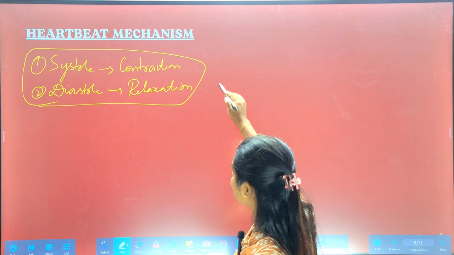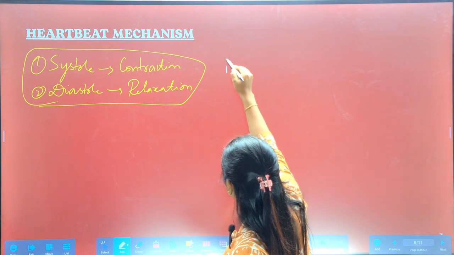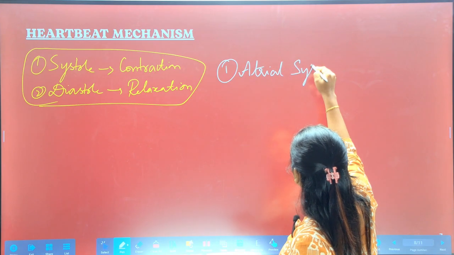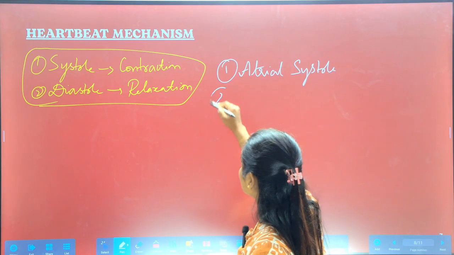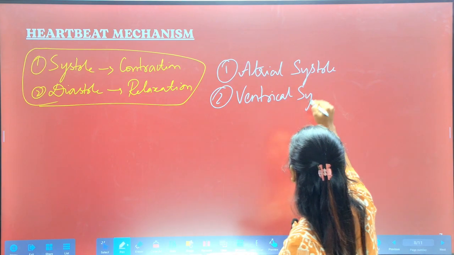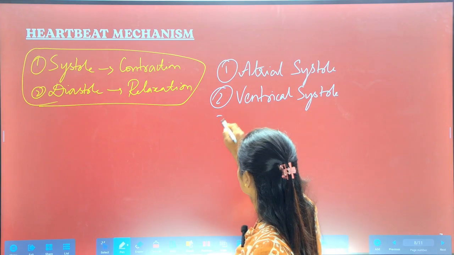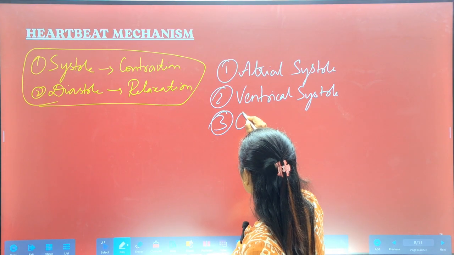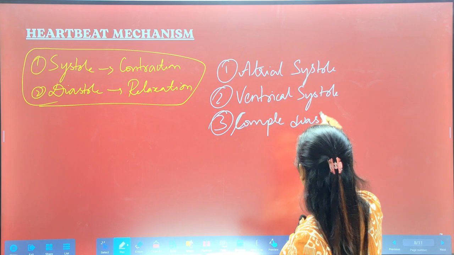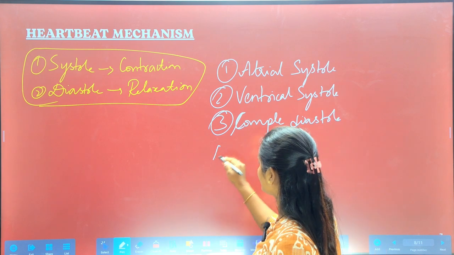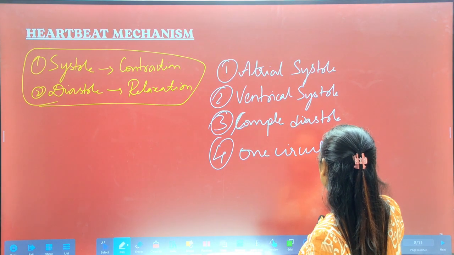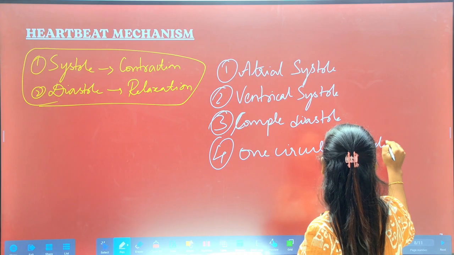Now in the cardiac cycle, we have four types. One is atrial systole. The second one is ventricle systole. The third one is complete diastole, and then one circulation cycle. So by listening to the terms you can understand, right?